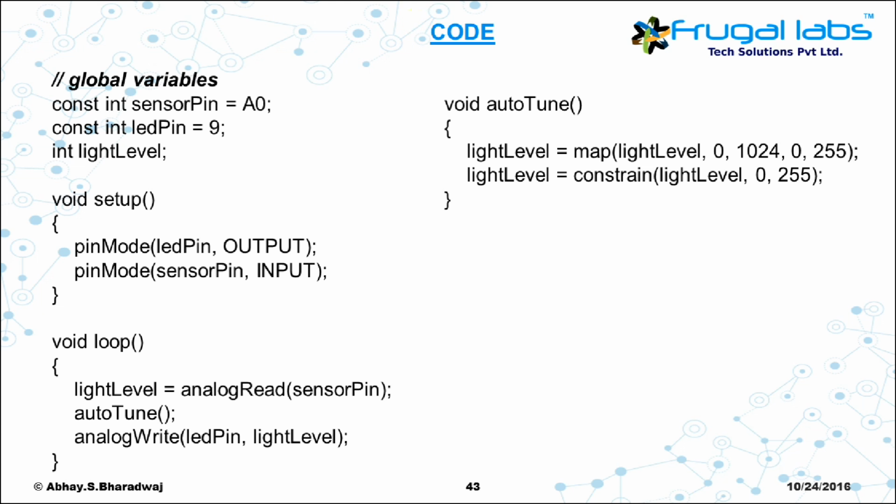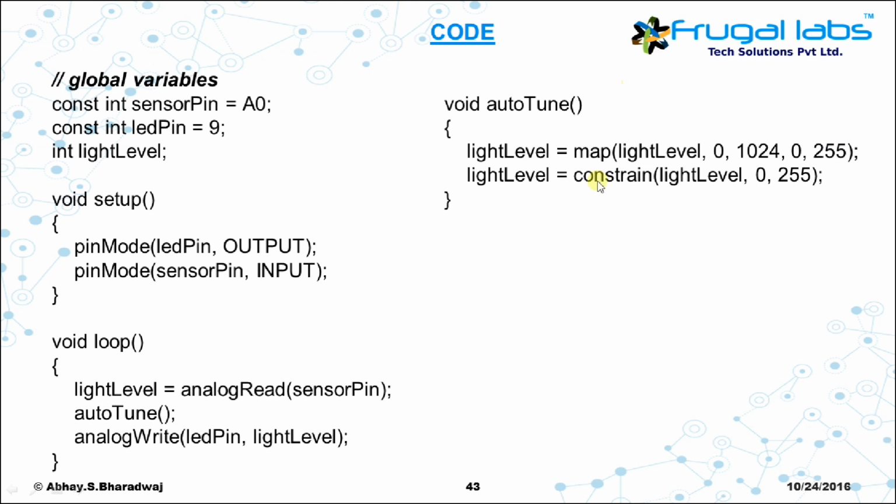So inside the autotune, I first call my map function. The map function takes in five inputs: the particular variable you want to do the operation on, what is the lower limit of that, what is the upper limit of that, what is the new lower limit of it, and what is the new upper limit of it. After mapping, the output will be mapped between 0 to 255. Whatever is the input will be mapped between 0 to 255. And then I'm calling a constrain function. We'll discuss what these functions are in the next slide.